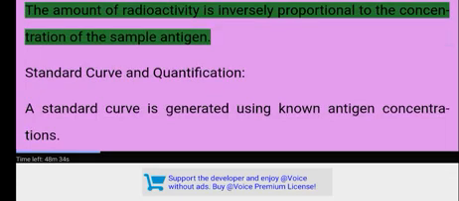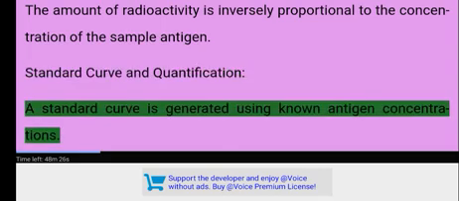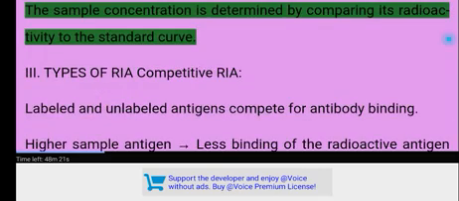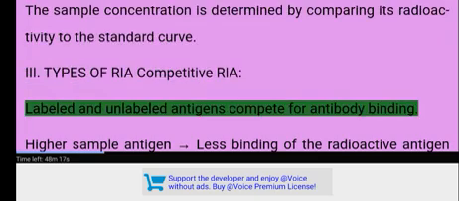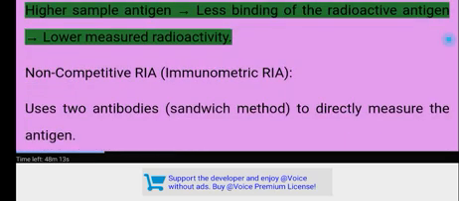The amount of radioactivity is inversely proportional to the concentration of the sample antigen. Standard curve and quantification. A standard curve is generated using known antigen concentrations. The sample concentration is determined by comparing its radioactivity to the standard curve. 3. Types of RIA. Competitive RIA. Labeled and unlabeled antigens compete for antibody binding. Higher sample antigen leads to less binding with the radioactive antigen, leading to lower measured radioactivity.